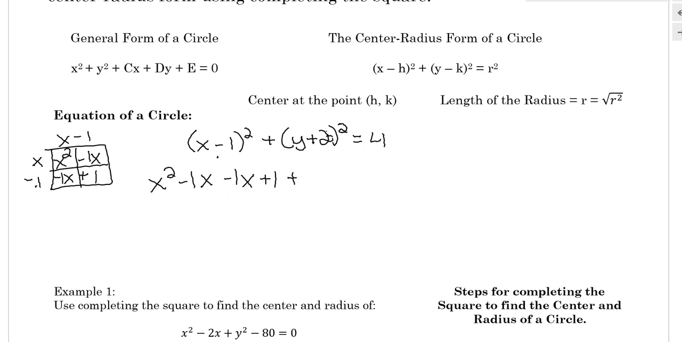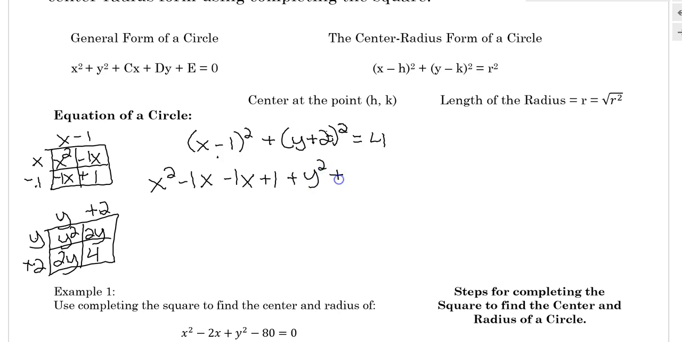Plus, I'm going to do the same thing with (y plus 2) squared. I have y plus 2 times y plus 2. Y times y is y squared. Y times 2 is 2y. Y times 2 is 2y. 2 times 2 is 4. Okay, so again, this is just our multiplying. So I have y squared plus 2y plus 2y plus 4 equals 4.